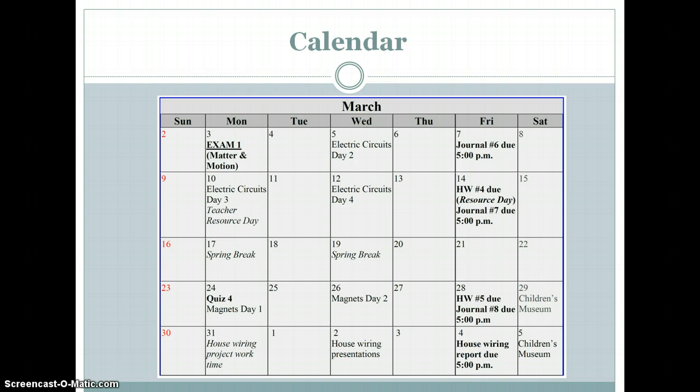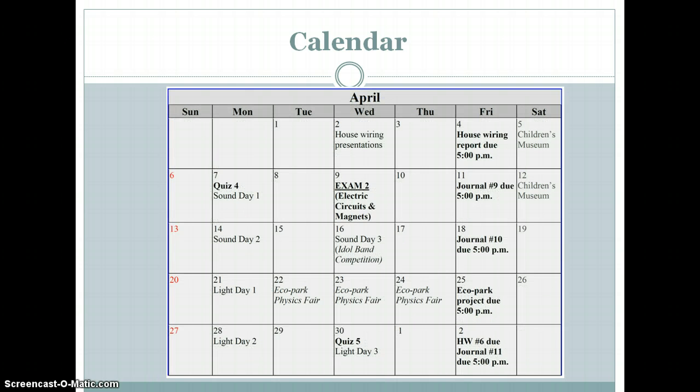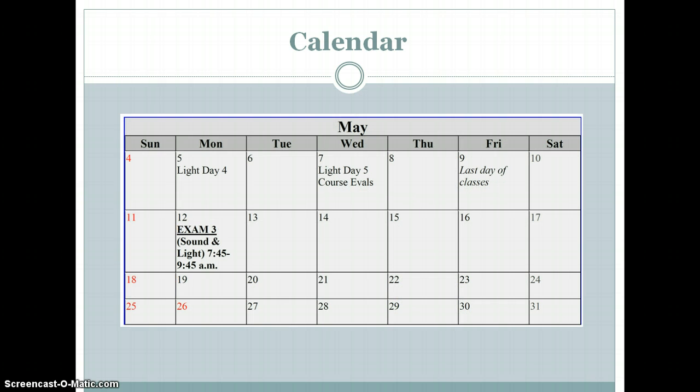So you can see that as we get into March and April, things are going to ramp up a little bit. We have our house wiring presentations happening early in April. That's also corresponding with the dates that we were able to secure with the Children's Museum. And we have this Eco Park Physics Fair happening on the 22nd, 23rd, and 24th. So just be aware of that and prepare for that. That it's going to be pretty busy getting into April. All right, and the third exam is not cumulative but takes place during the final exam time.